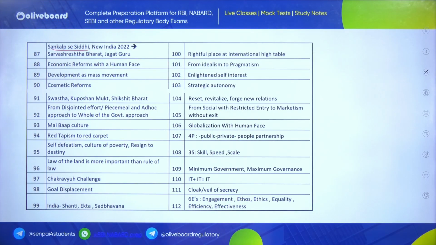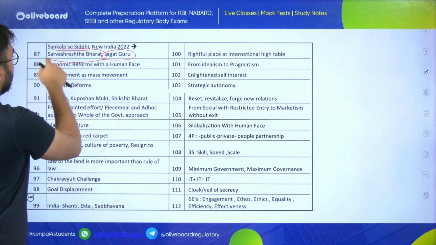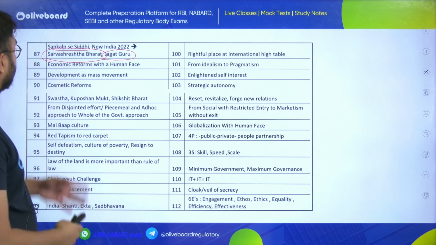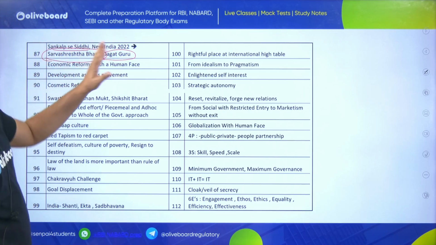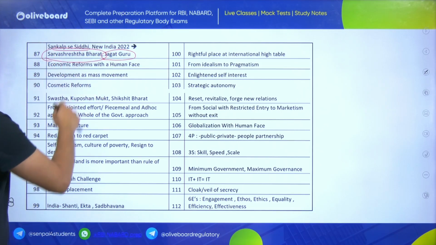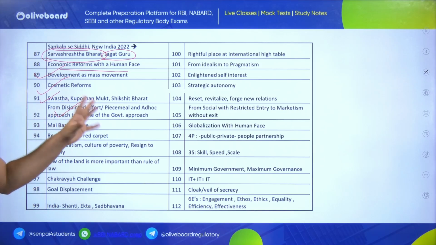Sankalp se Siddhi, New India 2022. Sarvashreshtha Bharat and Jagat Guru. These are the names or the overall pen names given to India. Sankalp se Siddhi, New India 2022, Sarvashreshtha Bharat, Jagat Guru. Okay, these you can write in conclusion. Economic reforms with human face, development as mass movement, Swasth Kuposhan Mukt Sushikshit Bharat. From disjoint effort, piecemeal and ad hoc approach to whole of the government approach.